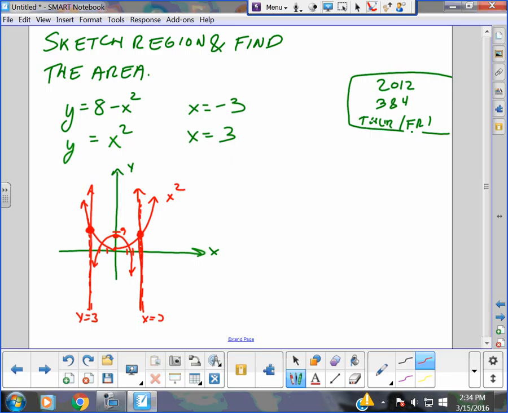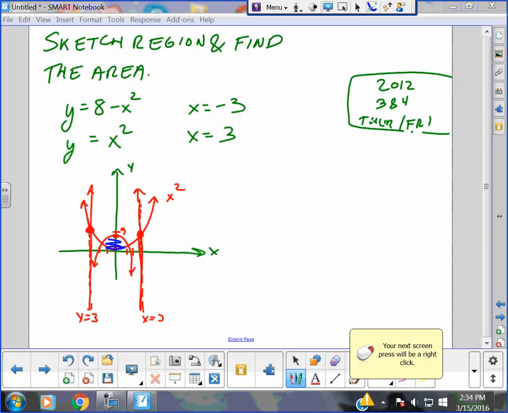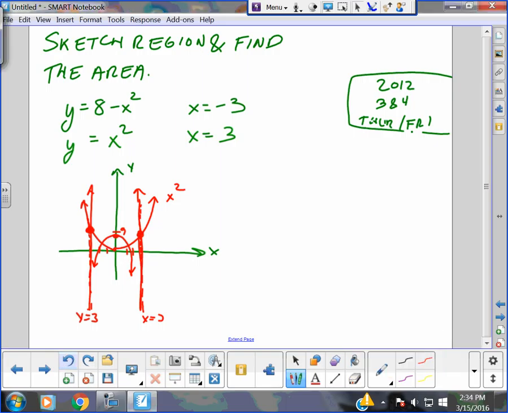Usually what students try to do is shade somewhere in here. Is that where the region's going to be pinned this time? No. I think the region's going to be pinned right here. You agree? I don't know, I might need a little better picture here. But I think the region pinned between these curves is going to be over here someplace.